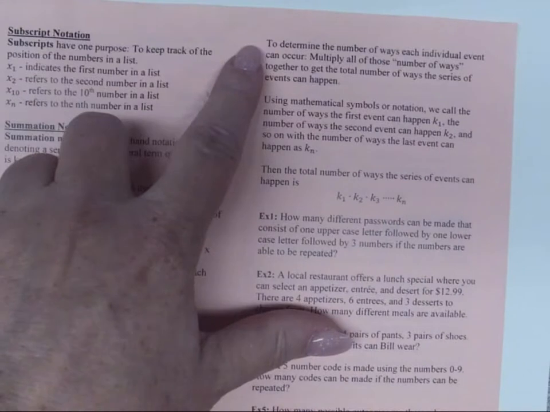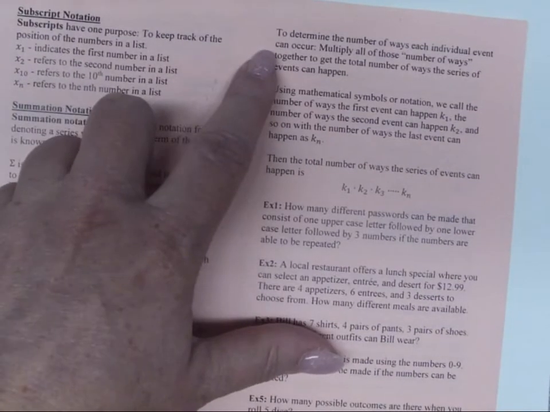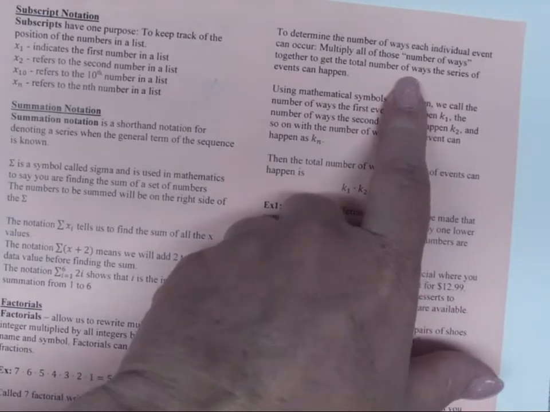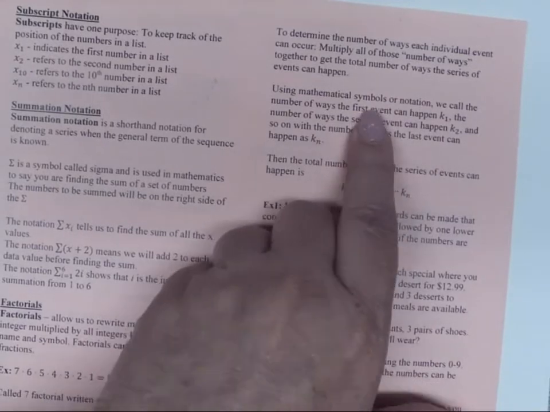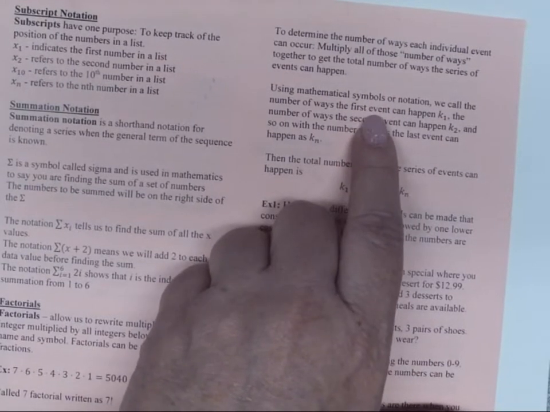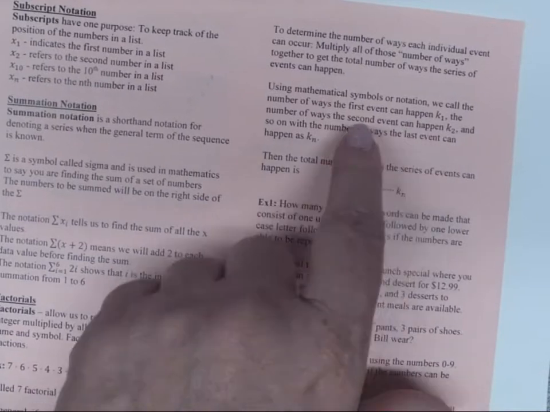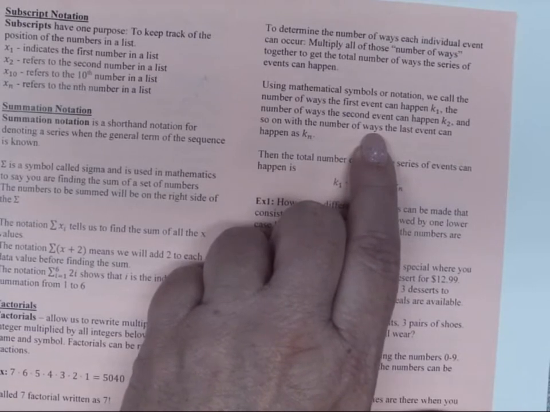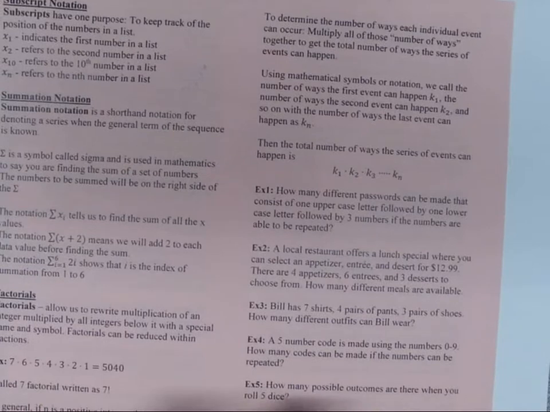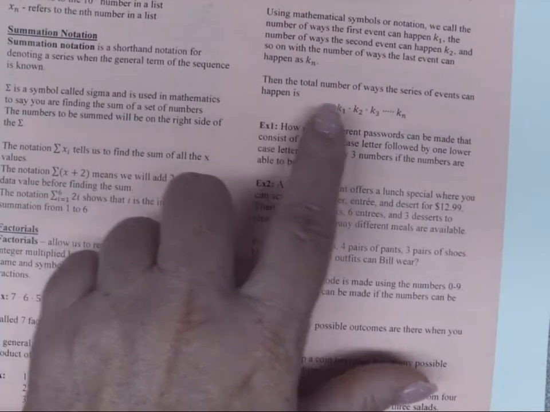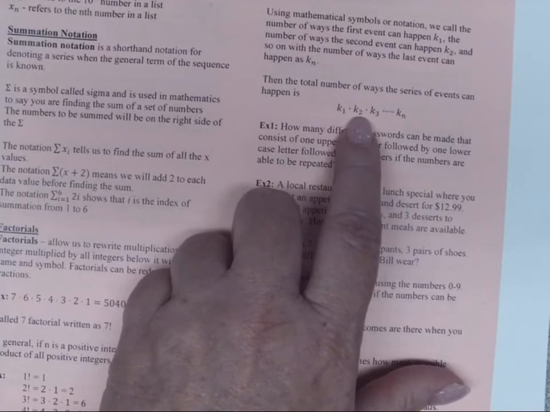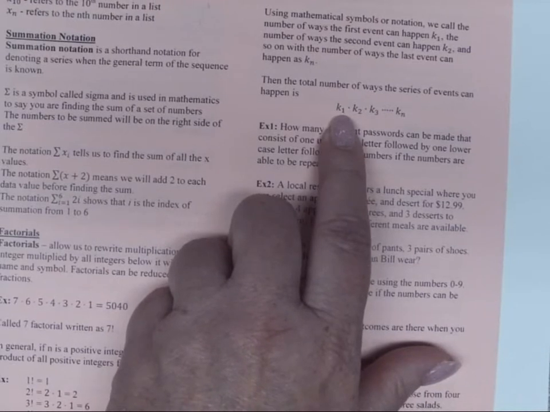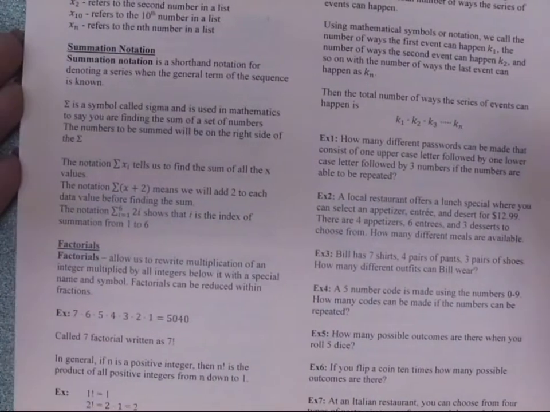So, if we want to determine the number of ways each individual event can occur, we're going to multiply all of those numbers of ways together to get the total number of ways that series of events can happen. Using mathematical notation, we call the number of ways the first event can happen case of 1, the number of ways the second is case of 2, and so on, with the number of ways the last event can happen as case of n. Then the total number of ways the series of events can happen is case of 1 times case of 2 times case of 3 all the way down to the last one. So basically you're going to multiply the number of ways each event can happen.